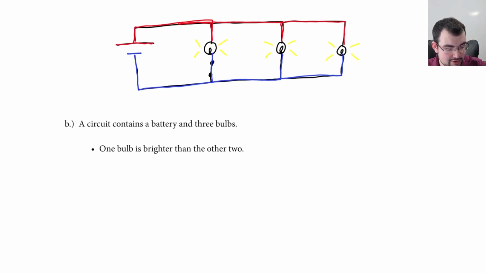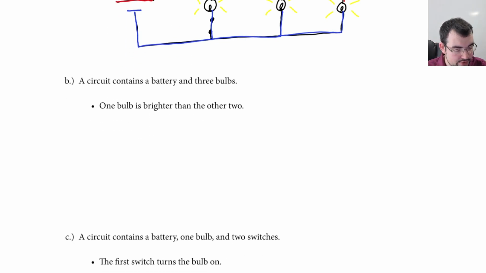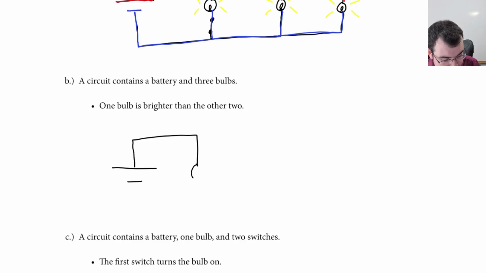Circuit contains a battery and 3 bulbs. One bulb is brighter than the other 2. So there's multiple solutions to this one, as there are with most of these. This is the one I think is the simplest to come up with. So people realized that if you just wire one bulb by itself like this, this would be our maximum possible brightness. So we can just begin by creating one bulb that is going to be at maximum brightness by giving it the full red to blue drop.